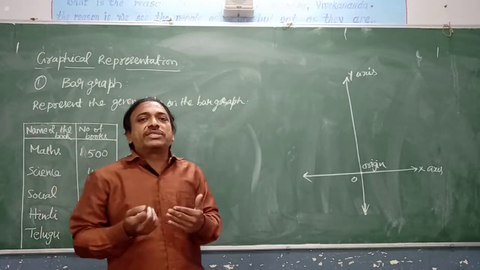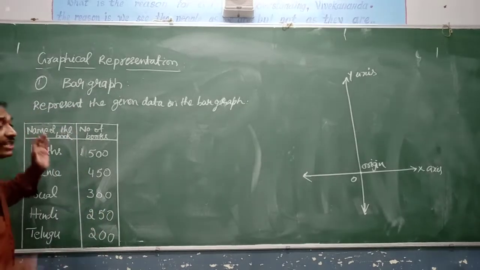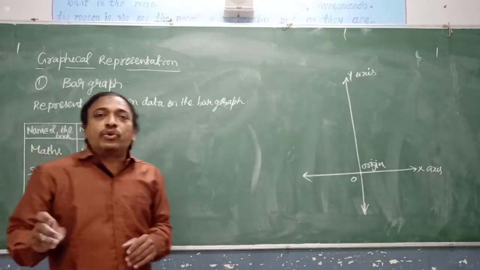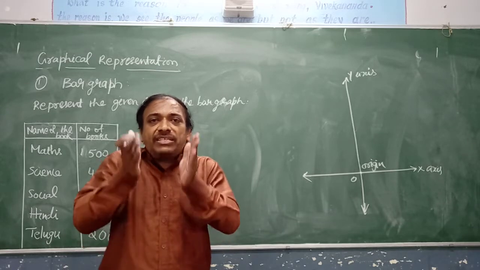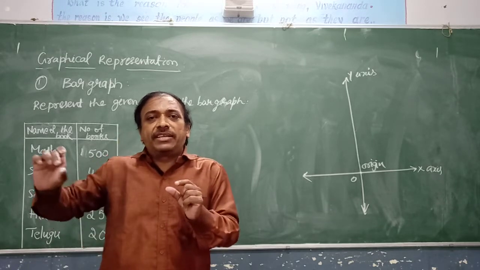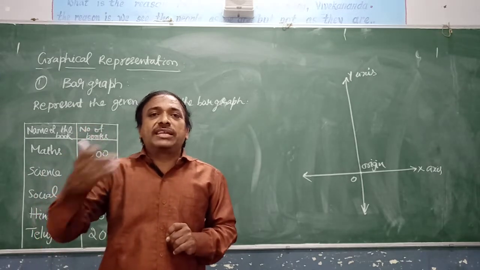So now we are going to see one example of how to represent the bar graph. And you people should do it in the graph book so that it gives a nice look, because in the graph book you will have small lines of 1 centimeter, 1 centimeter, 1 centimeter. So it gives a nice look. So try, you have to do it in the graph book.